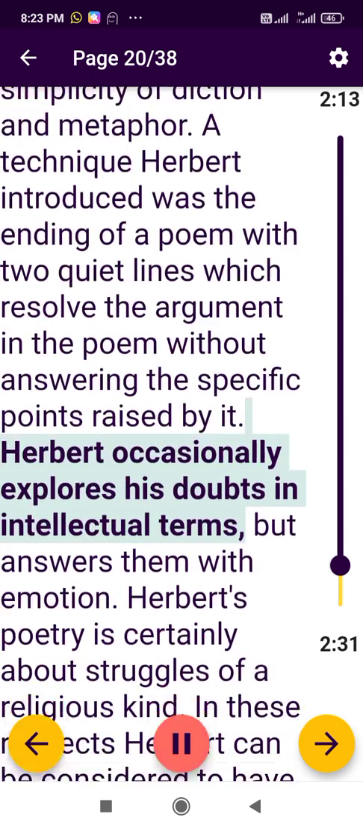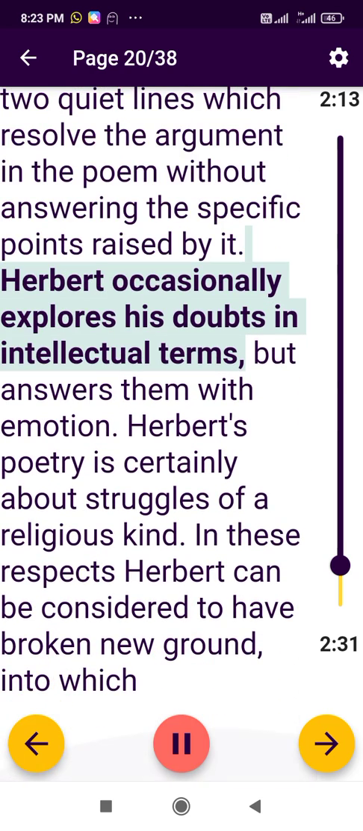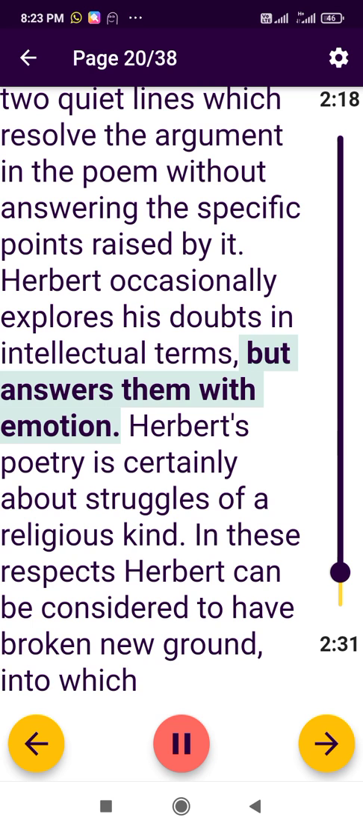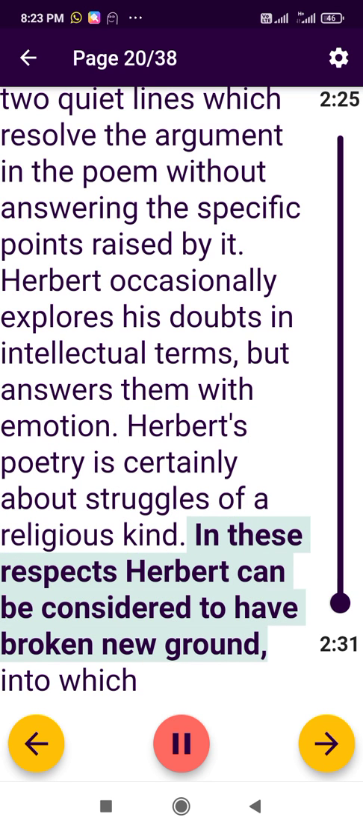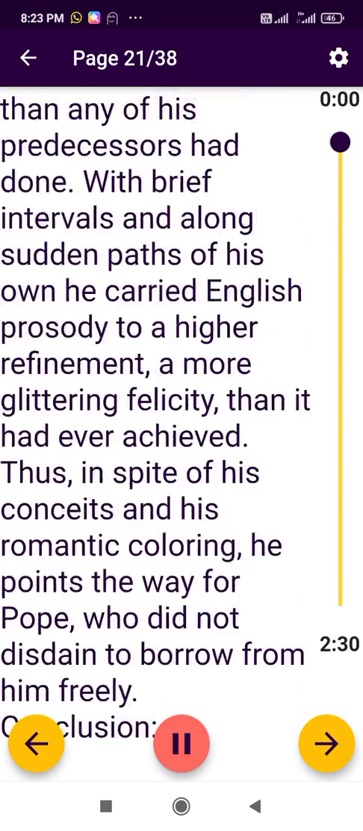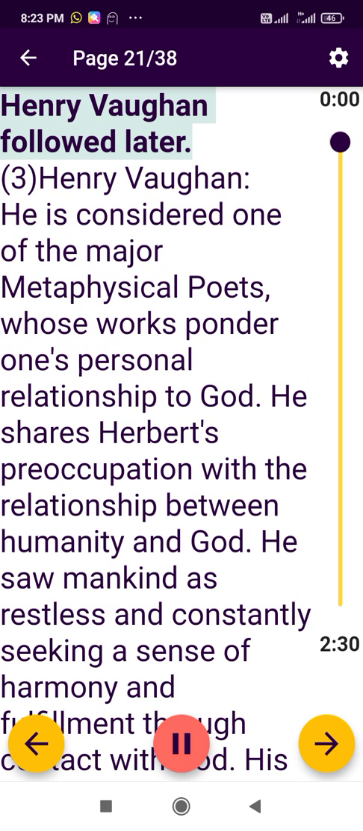Herbert occasionally explores his doubts in intellectual terms, but answers them with emotion. Herbert's poetry is certainly about struggles of a religious kind. In these respects Herbert can be considered to have broken new ground, into which Henry Vaughan followed later.